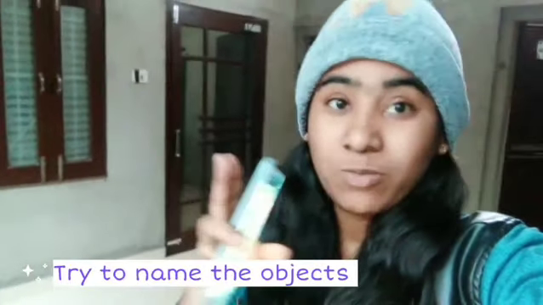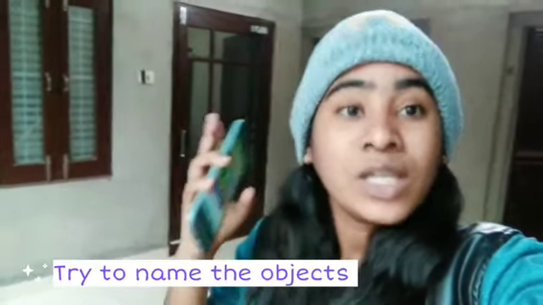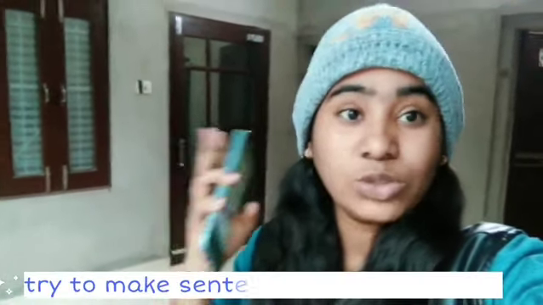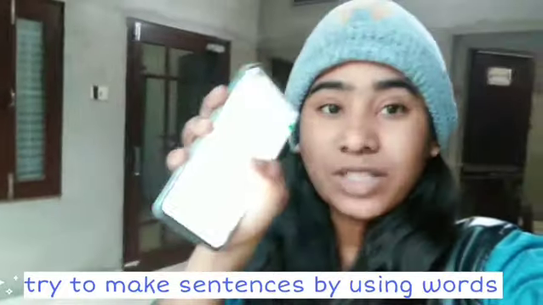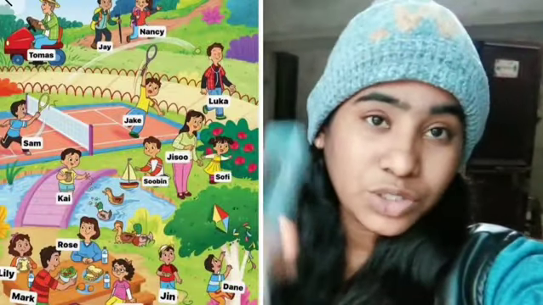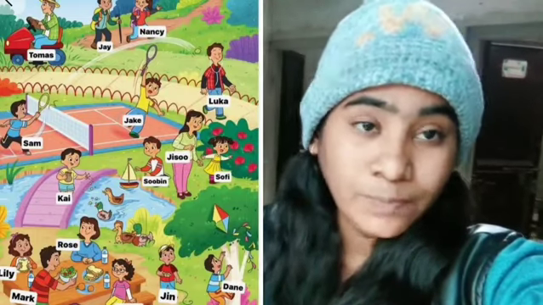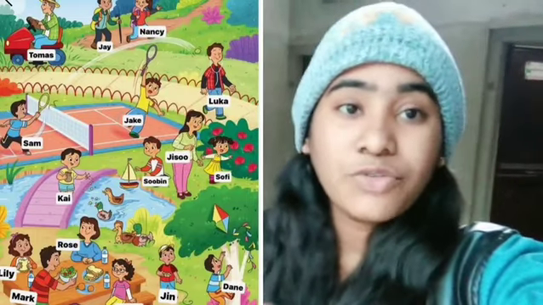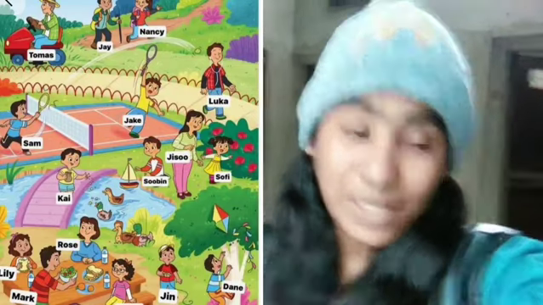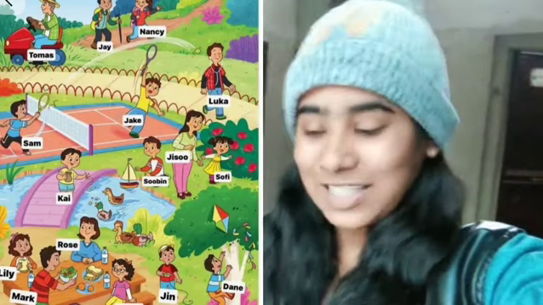And what you have to do is name the objects which are in the picture. Firstly, name the objects which are in the picture, and then try to make sentences using those objects. For example, here you can see on the screen that there is one picture. I got this picture from Pinterest, and now we will practice using this picture. So let's get started.